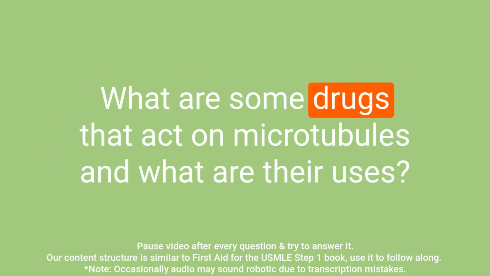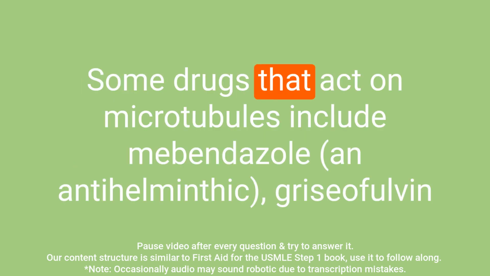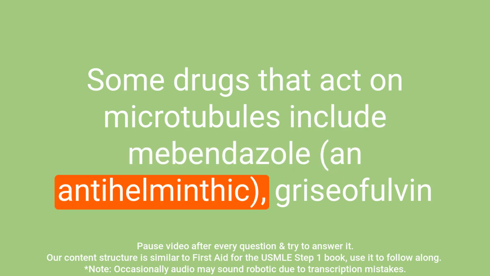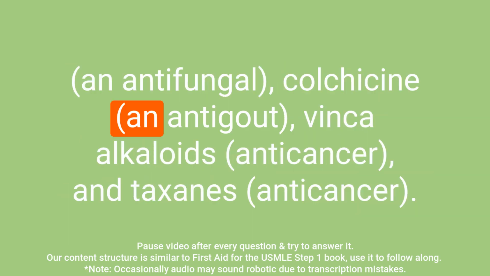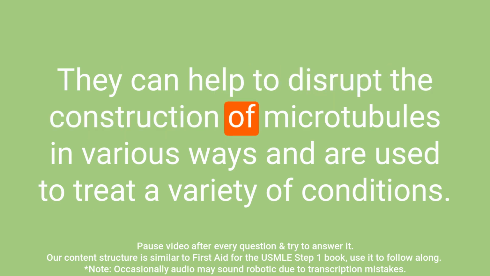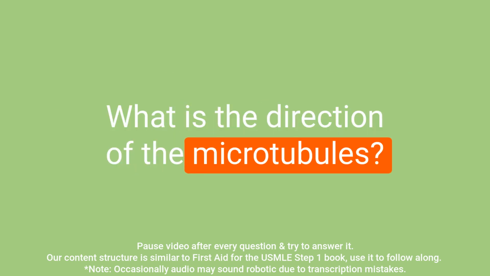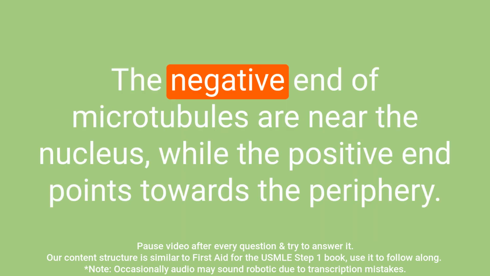Question: what are some drugs that act on microtubules and what are their uses? Answer: some drugs that act on microtubules include mebendazole, griseofulvin, colchicine, vinca alkaloids, and taxanes. They can help to disrupt the construction of microtubules in various ways and are used to treat a variety of conditions. Question: what is the direction of the microtubules? Answer: the negative end of microtubules are near the nucleus, while the positive end points towards the periphery.